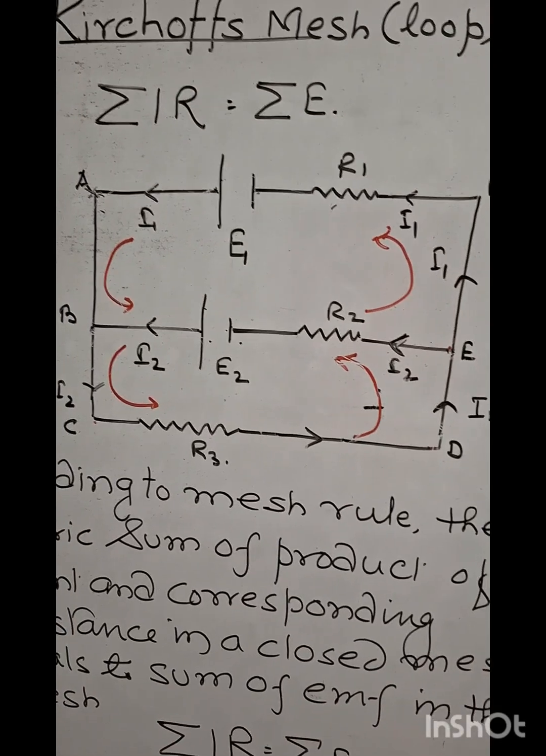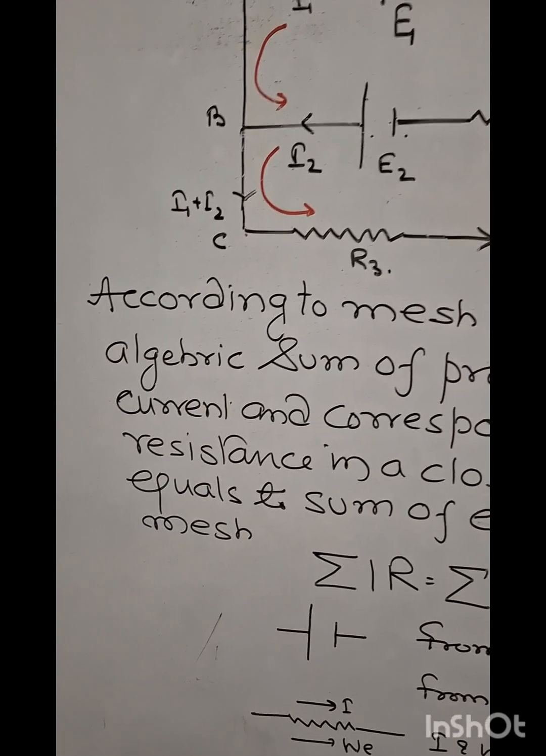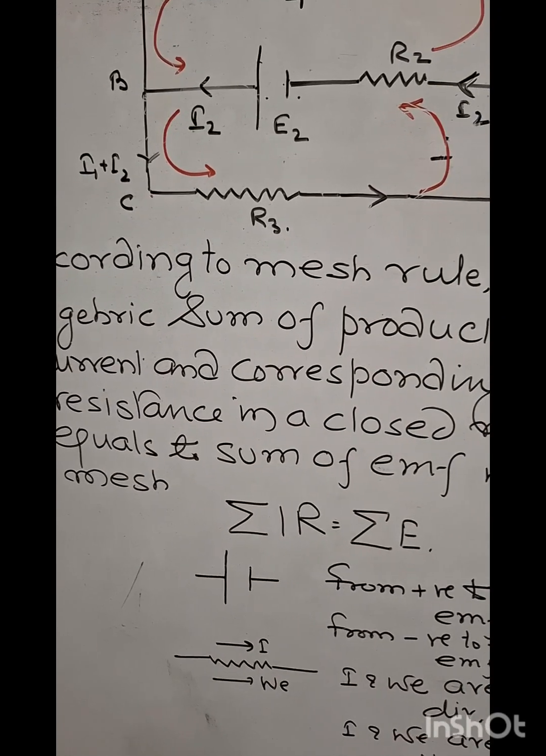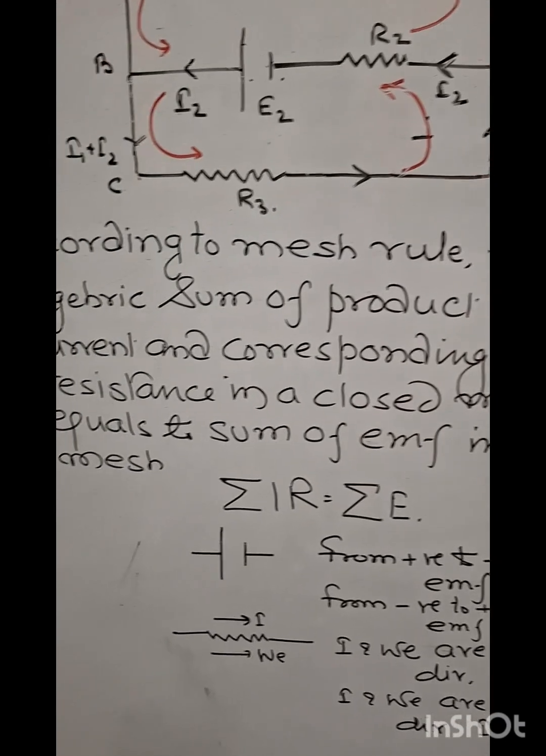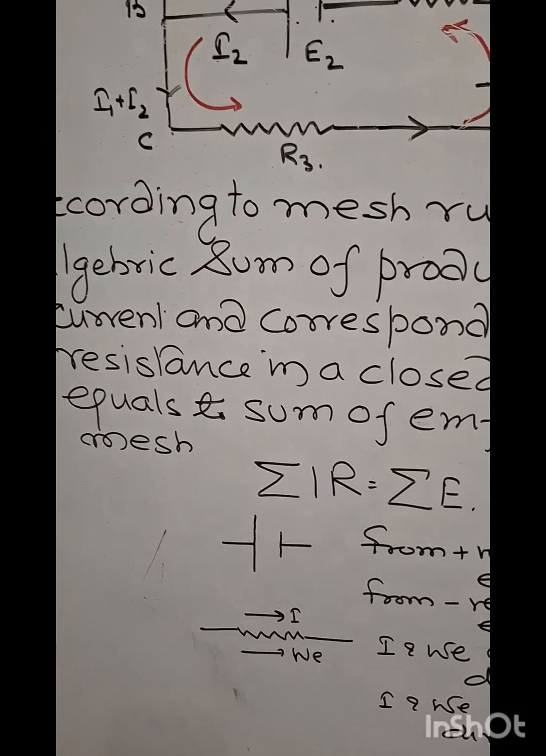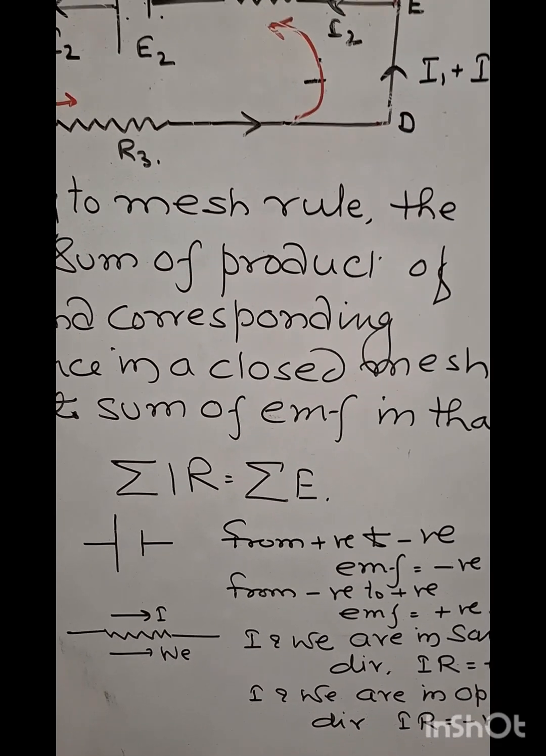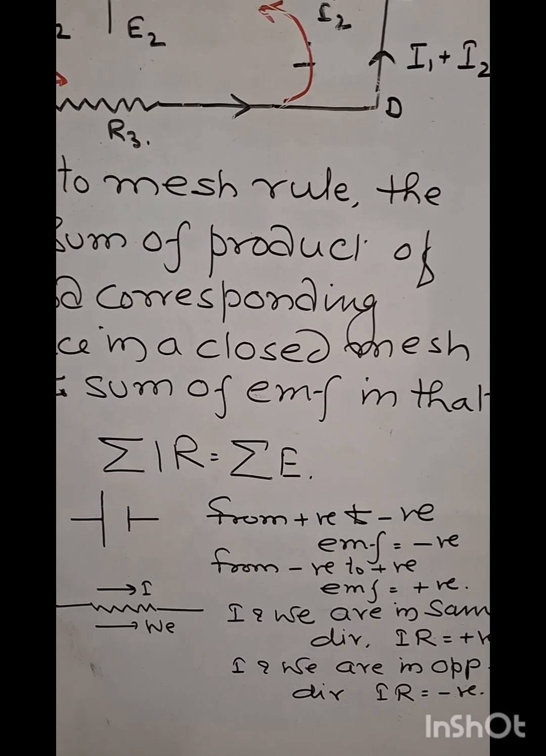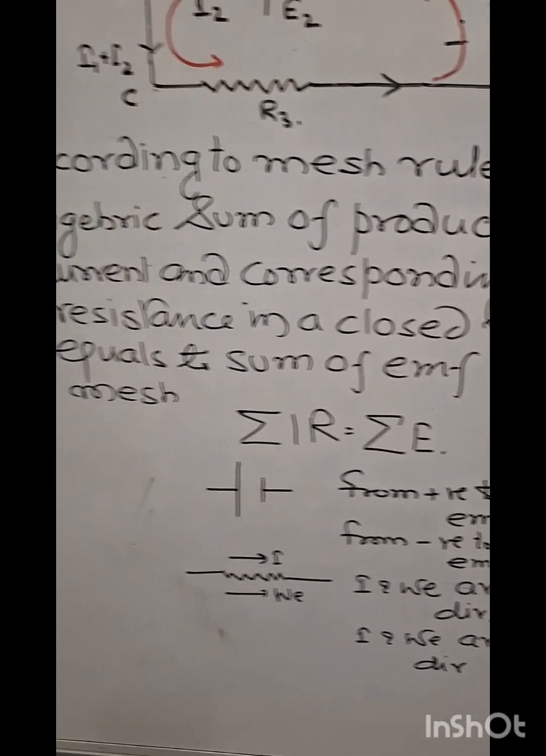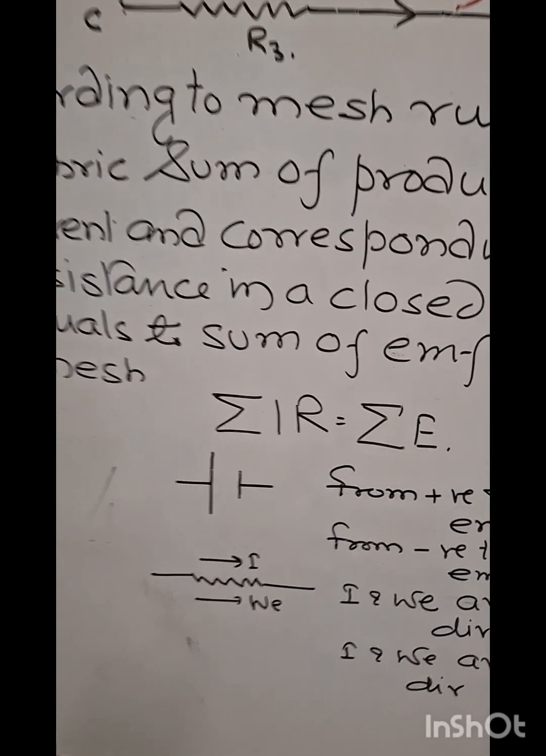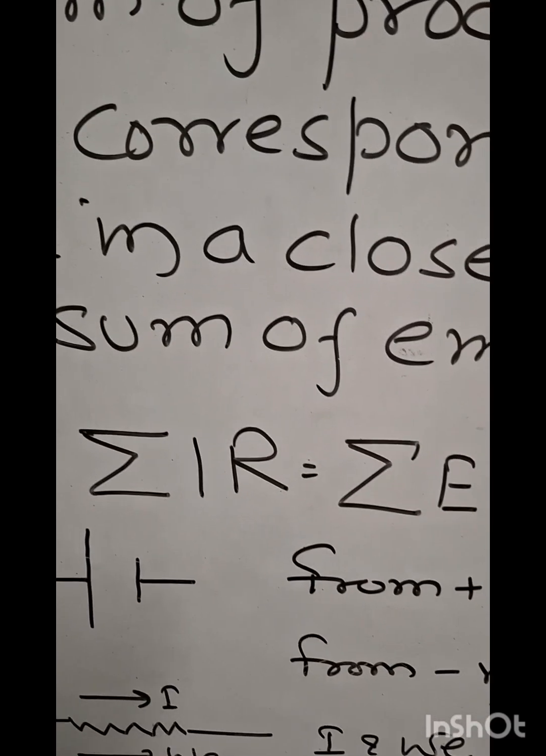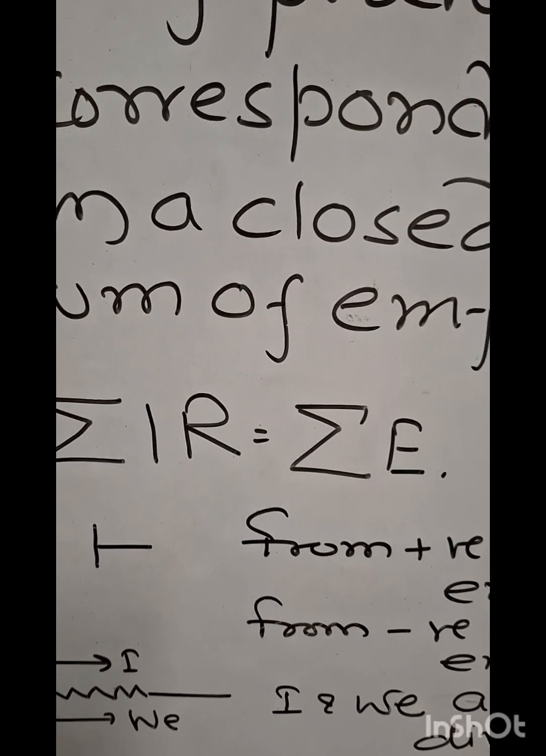The second law is called Kirchoff's mesh rule. According to Kirchoff's mesh rule, the algebraic sum of the product of current and corresponding resistance in a closed mesh equals the sum of EMF in that mesh. That is, summation IR is equal to summation E.